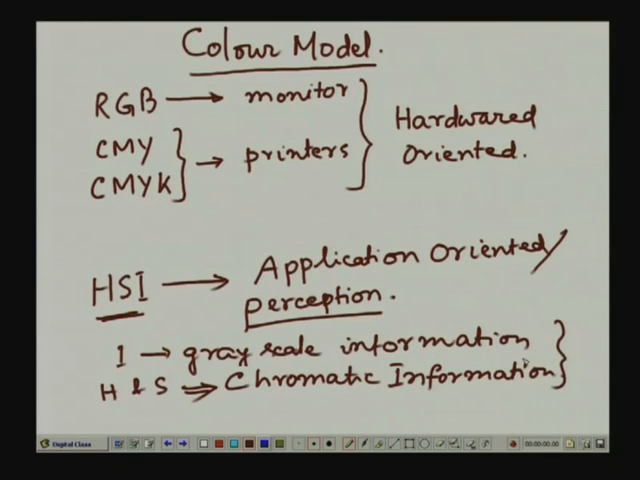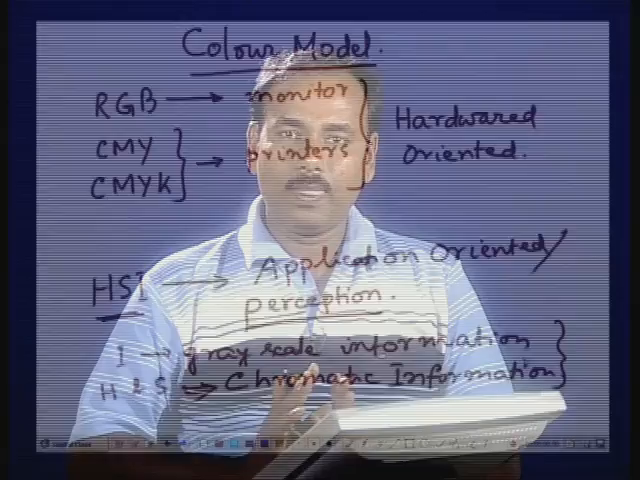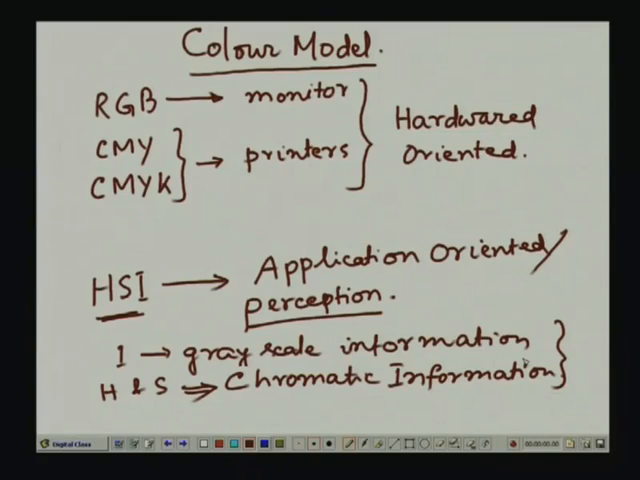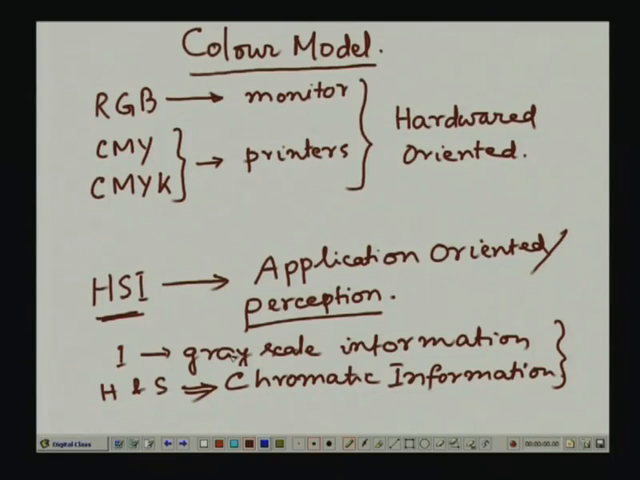So, because in the HSI model we are decoupling the intensity information from the chromatic information, the advantage that we get is that many of the applications or algorithms which are developed for grayscale images can also be applied in case of color images, because here we are decoupling the color from the intensity. So, all the algorithms which are developed for grayscale images can also be applied on the intensity component, or I component, of this color image.